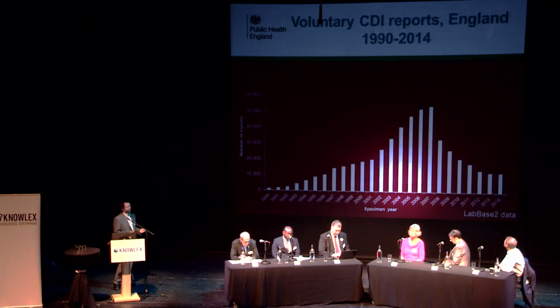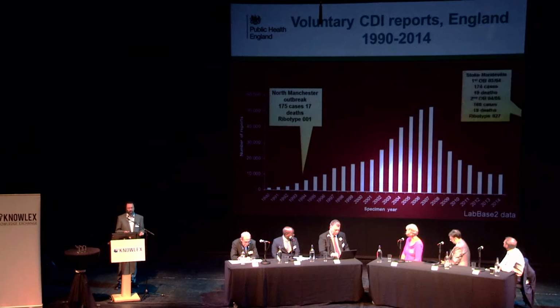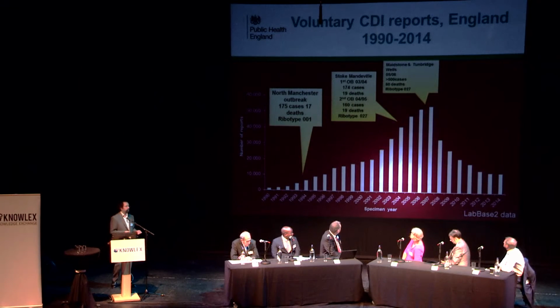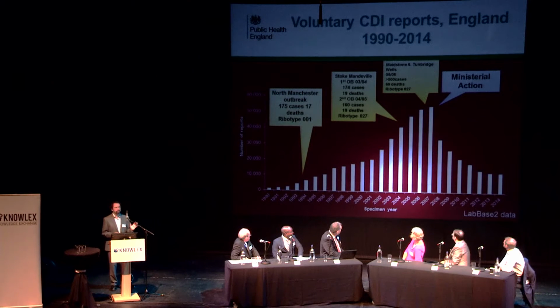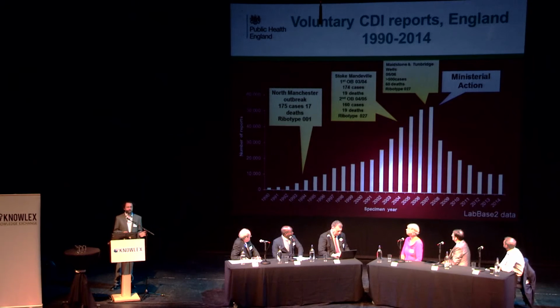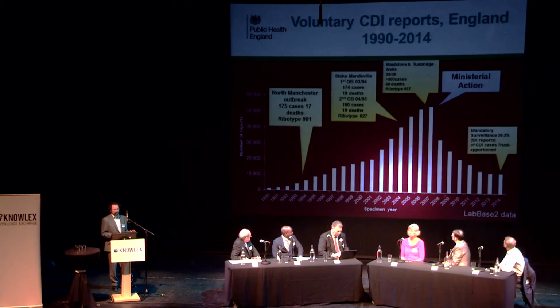On to CDI. So a very similar picture to MRSA. Throughout the 90s, we saw this large increase in Clostridium difficile infection. And we had a number of notable outbreaks. So in mid-2000, we start to see government action. They make the collection of this data mandatory. They start to put in targets. And then we see large reductions in the infections. There's a big push to control these infections. And then we're down to about 13,000 cases now.